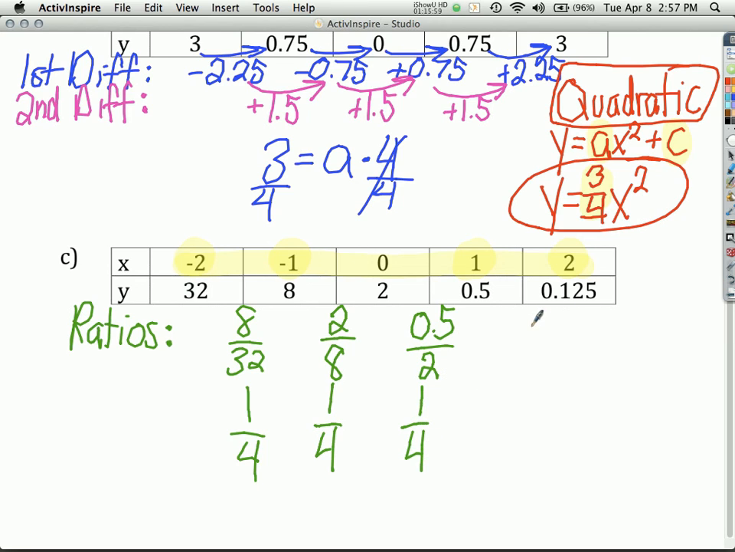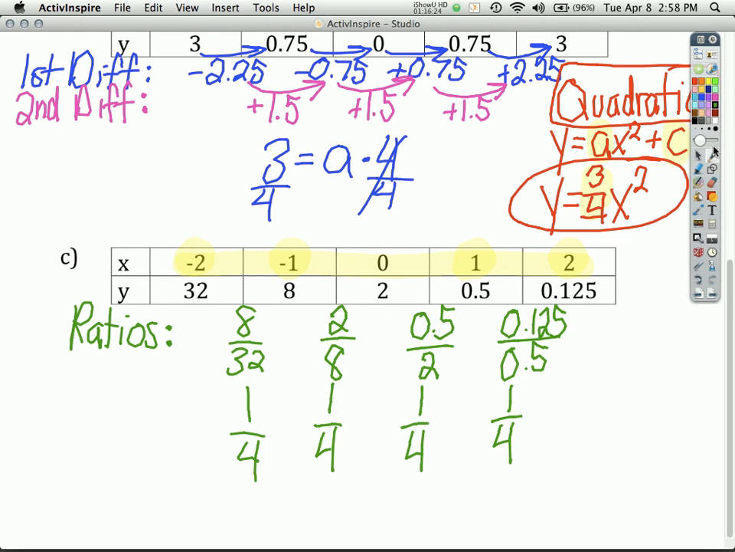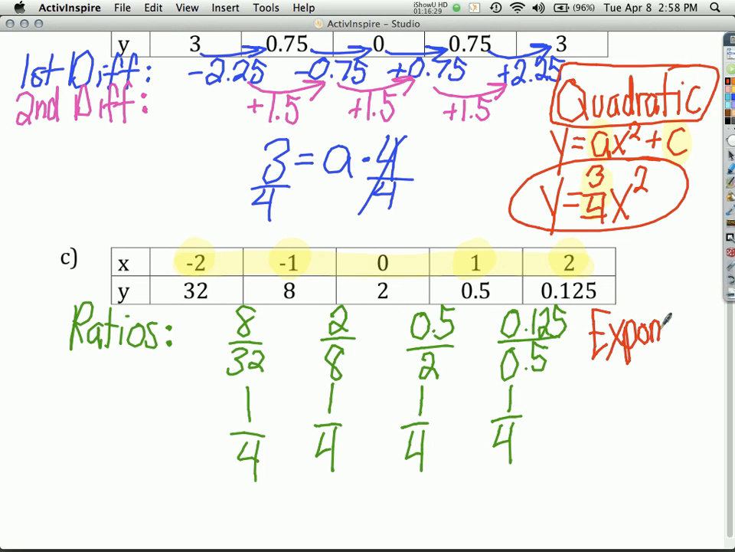And when you do 0.125 over 0.5, what does that come out to when you put it in simplest form? Just a couple extra numbers to punch in. Davis? 1/4. So the ratios all come out the same. So what that tells us is that this is exponential.